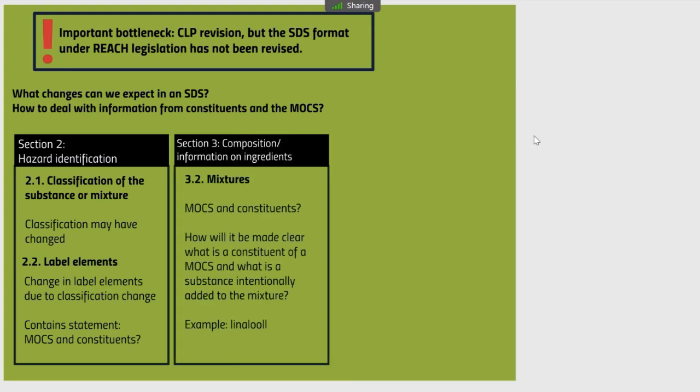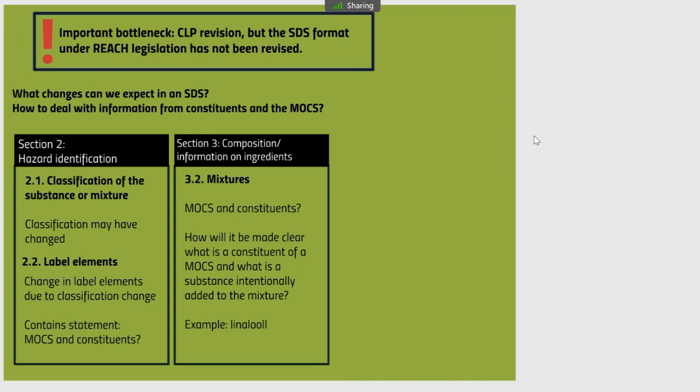And if we look at section 3, that should also mention the substances that contribute to the classification. And you have the same question. Should you then only mention the MOCS itself, or should you also mention the constituents? And if you decide to mention the constituents, then it should also be clear which are constituents of a MOCS and which substances are additionally added to the mixture.